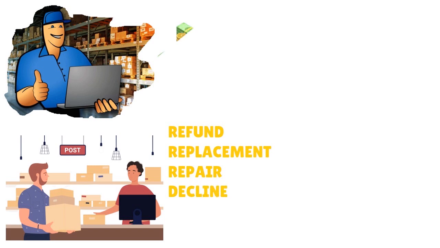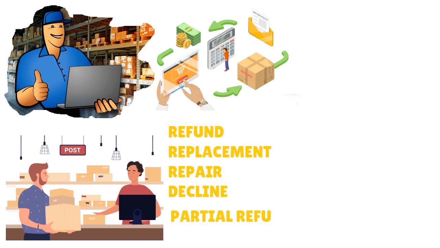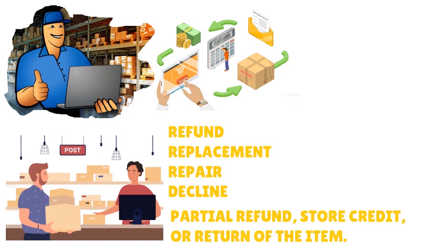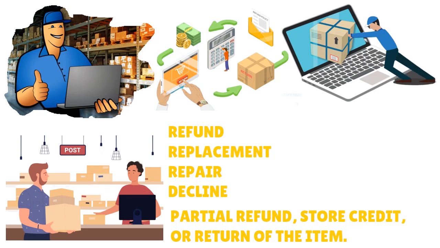So if the return does not meet your criteria, that is, it is outside the return window, shows signs of excessive wear, or does not comply with your return policy, inform the customer of the reason, and offer alternative solutions if possible, such as a partial refund, store credit, or return of the item. Now, don't forget to factor in the customer's initial request from step 2. Remember, your main goal is to make returns seamless and transparent.